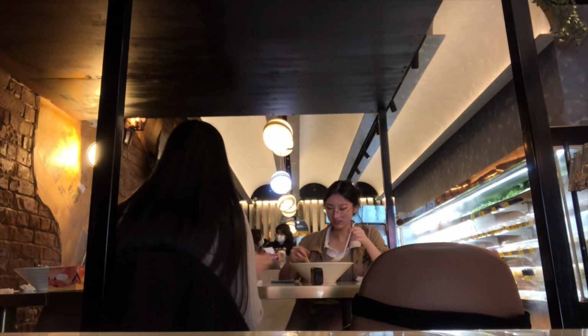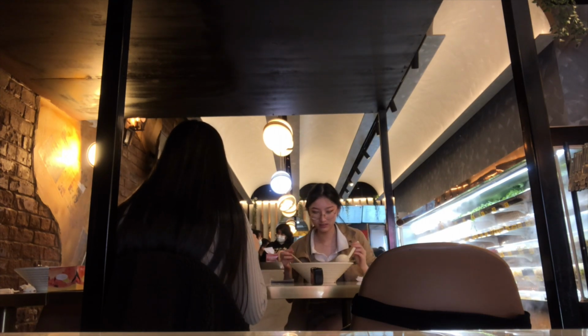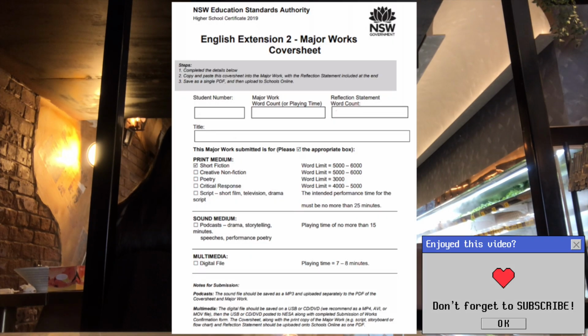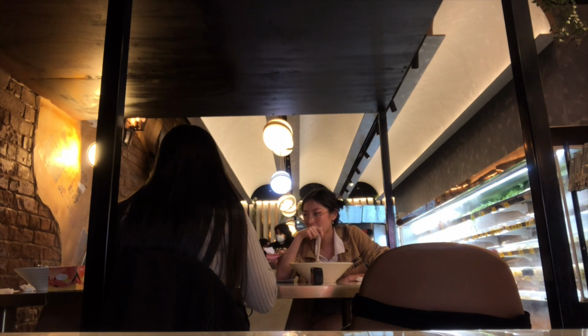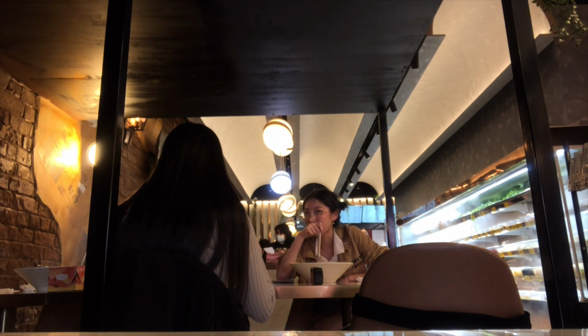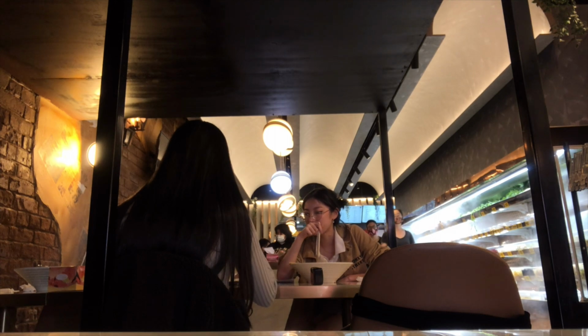Okay, here's just a quick major work checklist for you to look at later on. Note that you have to attach a cover sheet at the very beginning of the document you're submitting. Attach a screenshot of what it says, but basically in this, you're going to be putting down your student number, your word count, the title, and what medium. For your major work, if it's print medium, check the word count, make sure your student number is in the header, make sure the page number is in the footer, and this is super important.